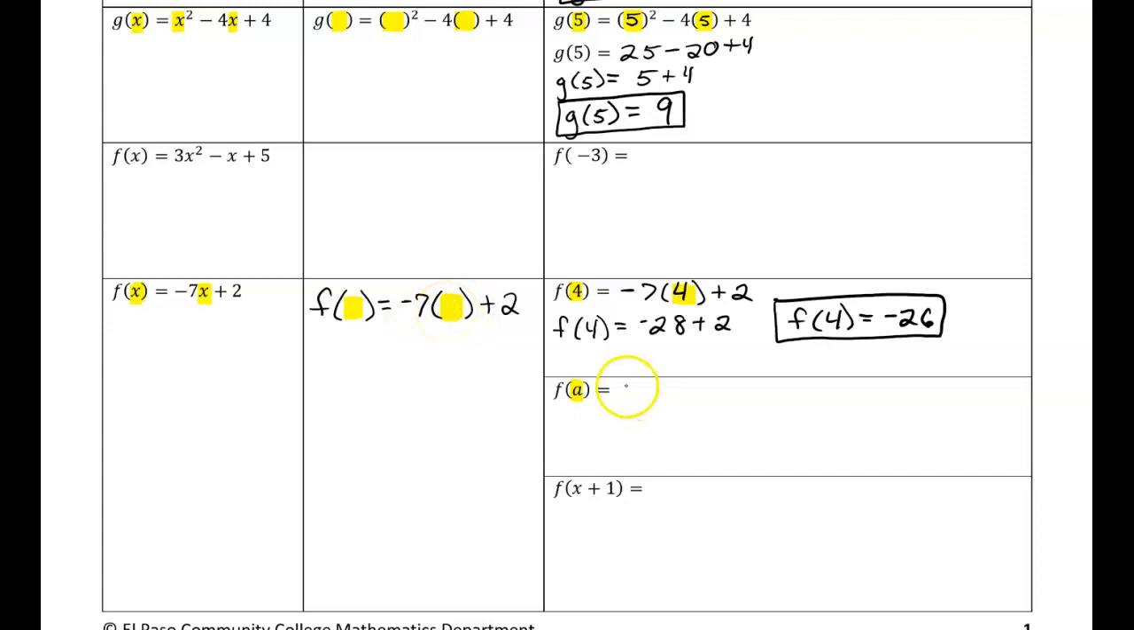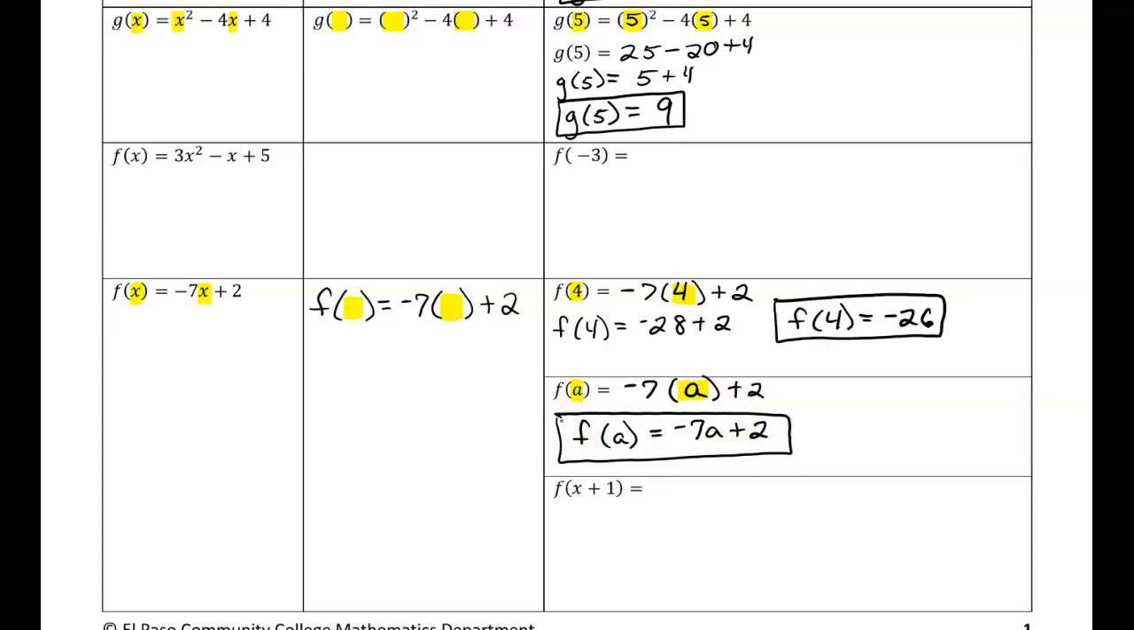So exactly like we did with the 4, I can set up my skeleton here, the negative 7 blank plus 2, right? The multiplication here plus 2. And what do I put into this spot here? Whatever was on the inside of my function, which is, in this case, a. So in reality, can I multiply negative 7 times a? Well, I don't really know what a is. So I really can't do much with this other than saying f of a is simply equal to negative 7 times a plus 2.